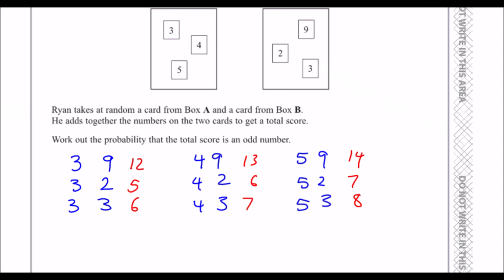So we want the probability of him getting an odd number. So how many odd numbers have we got here? We've got 1, 2, 3, 4. So 4 odd numbers out of 9 in total. So that's 4 9ths.